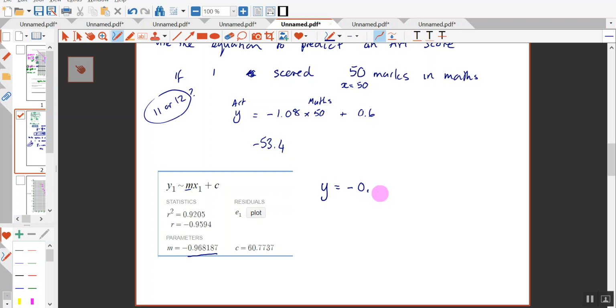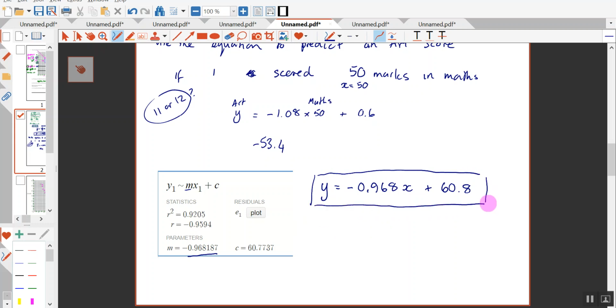The m is negative 0.9. Should we round it to just 6.8? X plus c, so it's plus 60.77. So should I round that to 60.8? Okay. So that's the equation that the computer's told me. And our one was negative 1.08x plus 0.6.